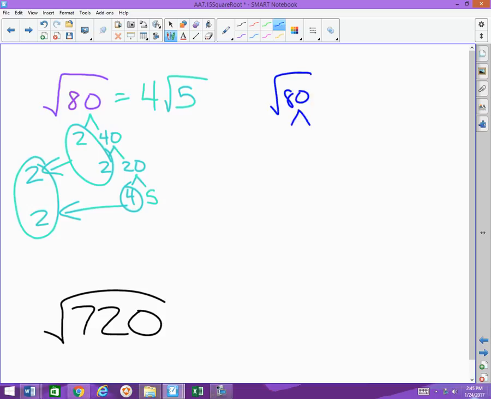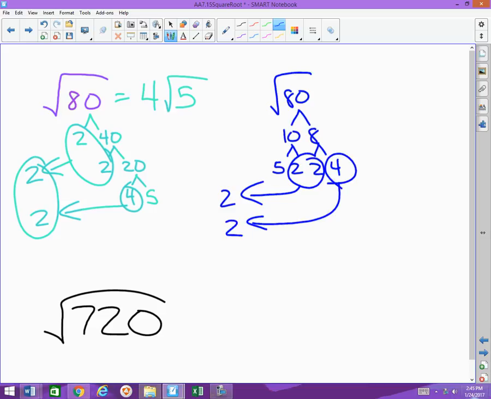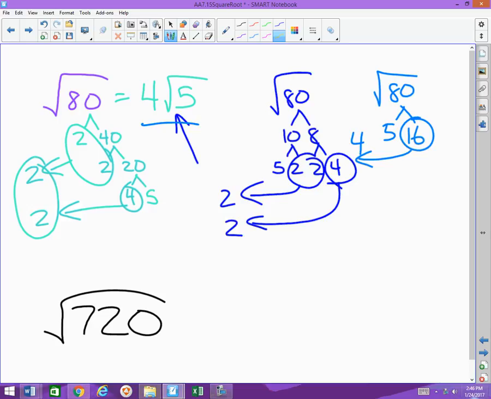Now if you have the square root of 80, you could have started out and said, well, let's see, that's 10 times 8. And then that's 5 times 2, and that's 2 times 4, and here's a pair of 2's that leaves a 2, and the square root of 4 is a 2, and you're still at 4 square root of 5. Or you could say the square root of 80 is the same as 5 times 16, and then, oh, hey, the square root of 16 is 4. And you're still at 4 square root of 5. I'm just showing you that there really isn't a wrong way to go about it.